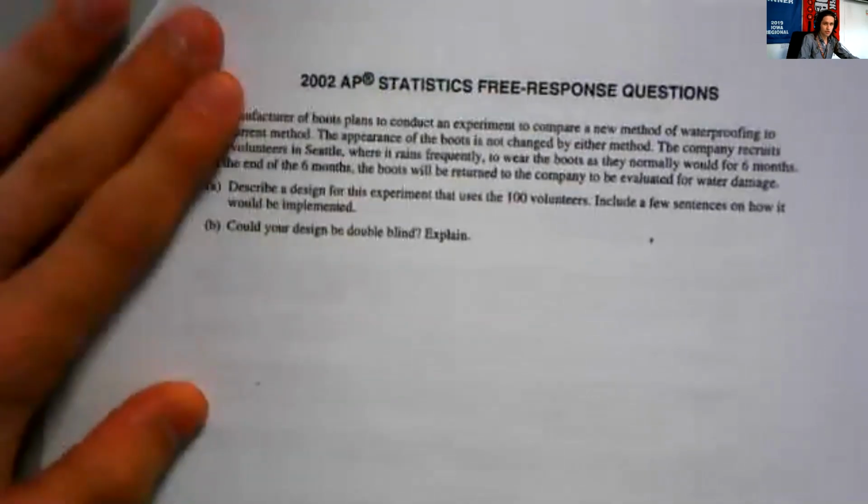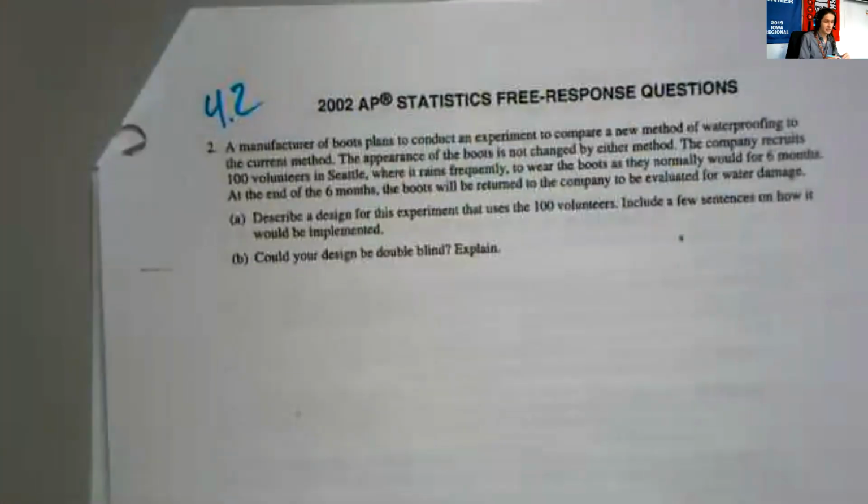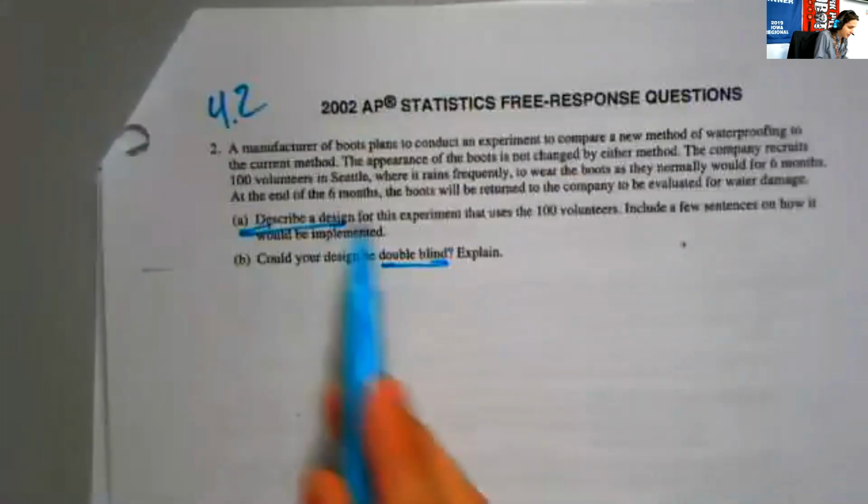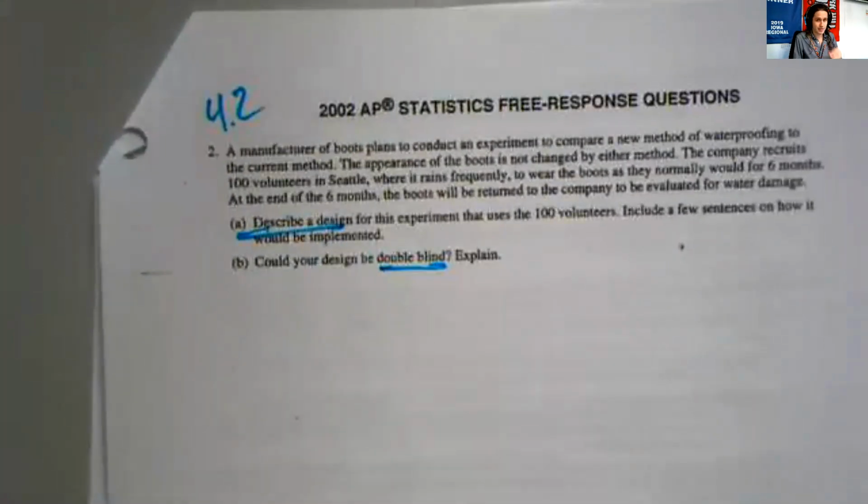Number 2. This is another 4.2 sort of question here about experiments. A lot of experiments. I got the last one, samples, don't worry. Describe a sampling method, the design, excuse me, not a sampling method, but an experimental design, and assess whether it could be double blind.